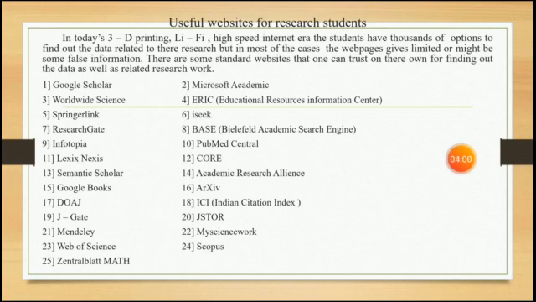I have given mainly the important 25: Google Scholar, Microsoft Academic, WorldWideScience, ERIC Educational Resource Information Center, Springer Link, iSeek, ResearchGate, Base Academic Search Engine, Infotopia, PubMed Central, LexisNexis, CORE, Semantic Scholar, Academic Research Alliance, Google Books, Archive, DOAJ, Indian Citation Index, J-Gate, Mendeley, My Science Work, Web of Science, Scopus, and zbMATH, particularly used for the mathematics subject.